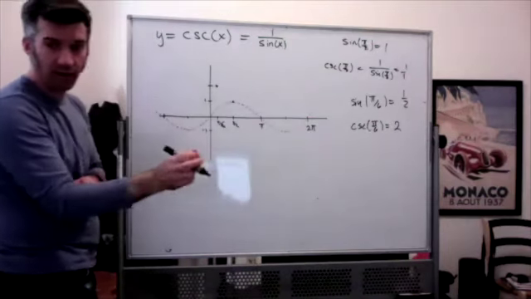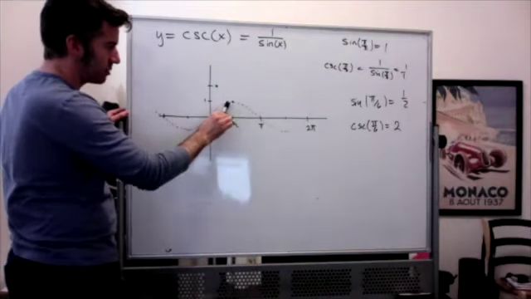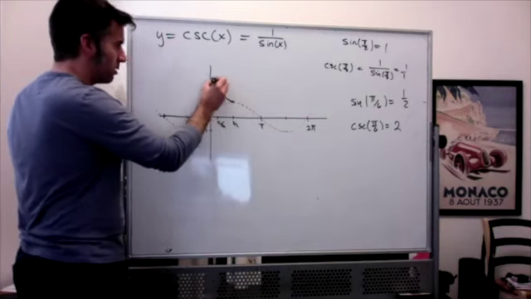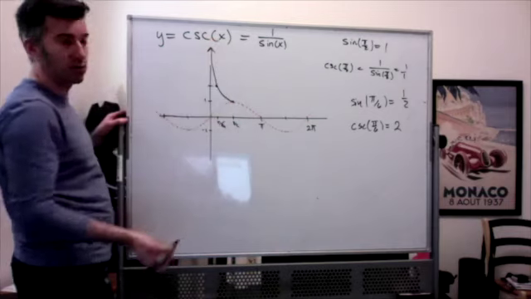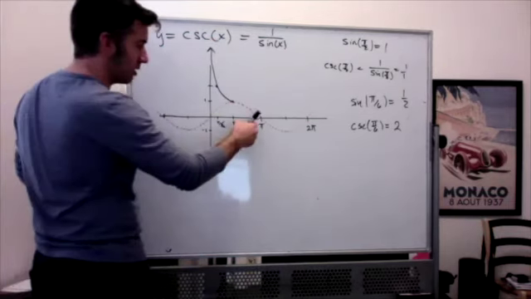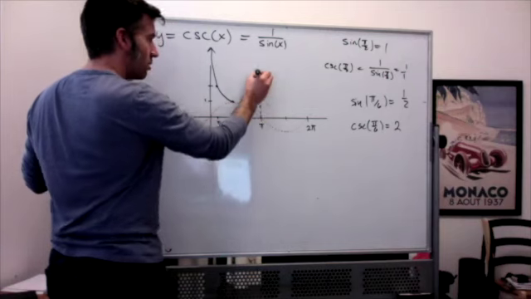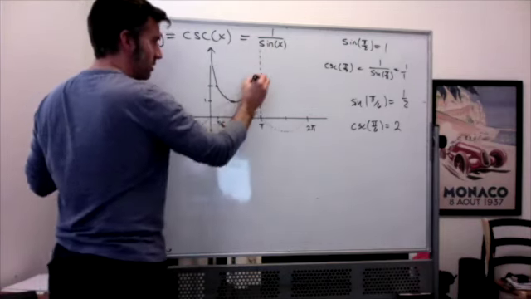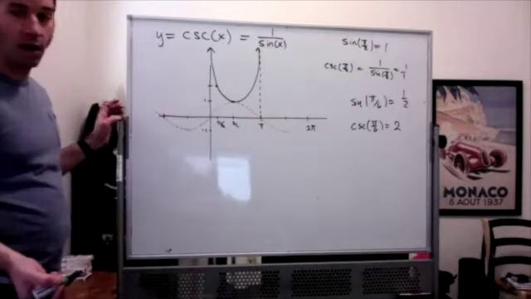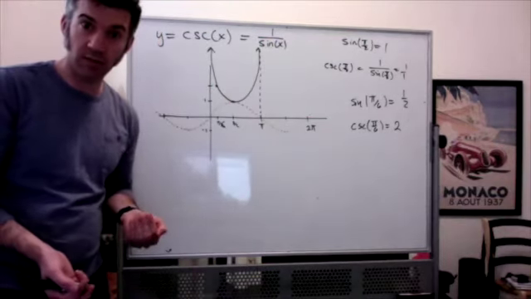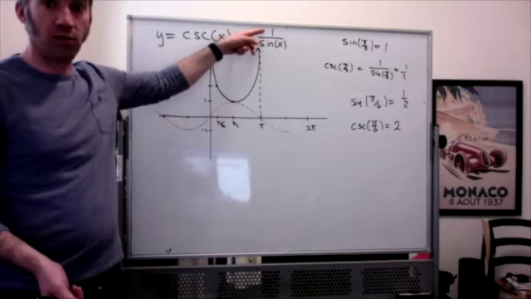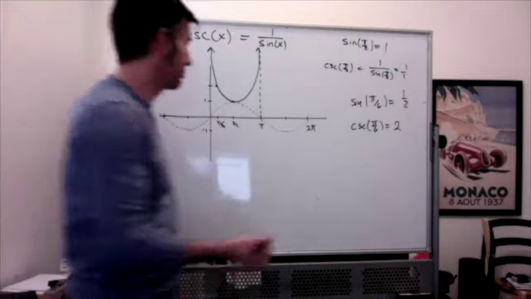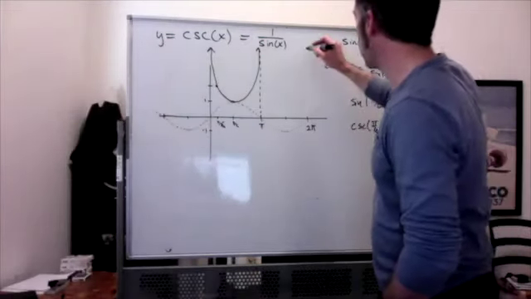So here's the way I think about this. As the sine value gets smaller and smaller, the cosecant reciprocal value gets larger and larger. Same deal over here. As the sine values get smaller, the cosecant values get larger. And wherever sine is equal to 0, cosecant is going to be 1 over 0, which is undefined, which means we're going to have a vertical asymptote. Same deal over here, except now the values are negative.